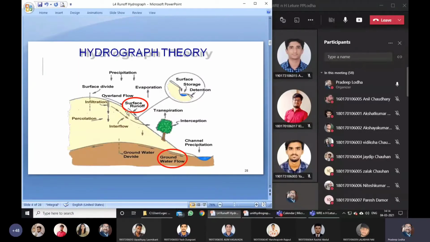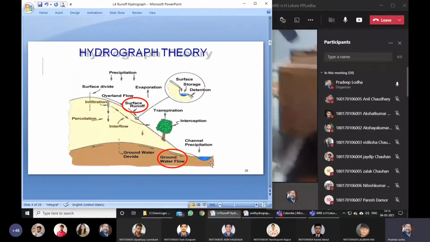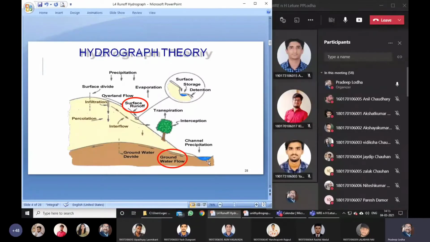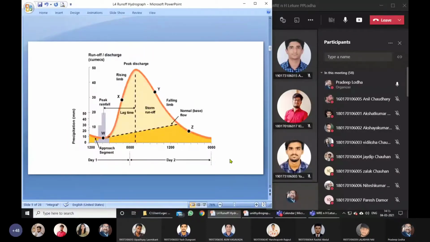So let us see how these two, surface runoff and groundwater, contribute to a channel flow, a river flow, here where we are measuring and drawing a hydrograph. On your screen is a typical hydrograph sketch. It is very interesting and needs to be understood properly, along with its different components.